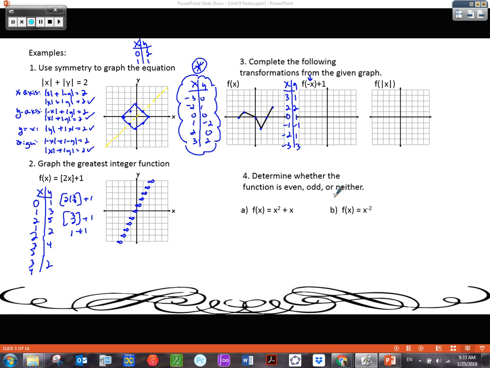Okay, so now I just plot the points and I have my graph. When I do it this way, I make fewer mistakes. Certainly you don't have to. You can just transform it in your head. But I make fewer mistakes when I transform points.